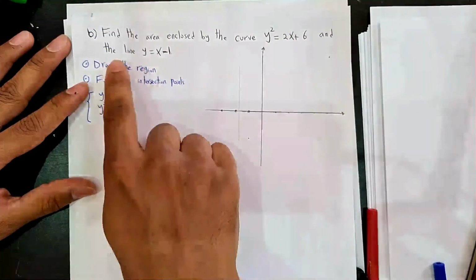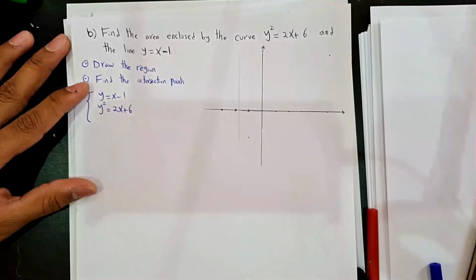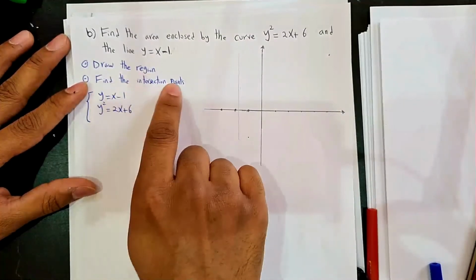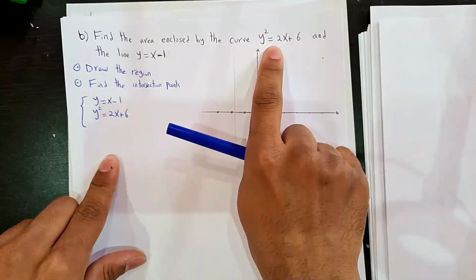Next exercise, he said find the area enclosed by the curve y squared equal to x plus 6 and the line y equal x minus 1. First step, you need to draw the region. Next, you need to find the intersection points. It is a parabola open to the right.